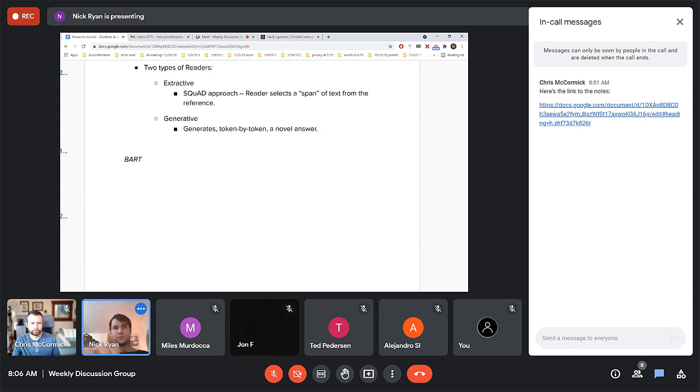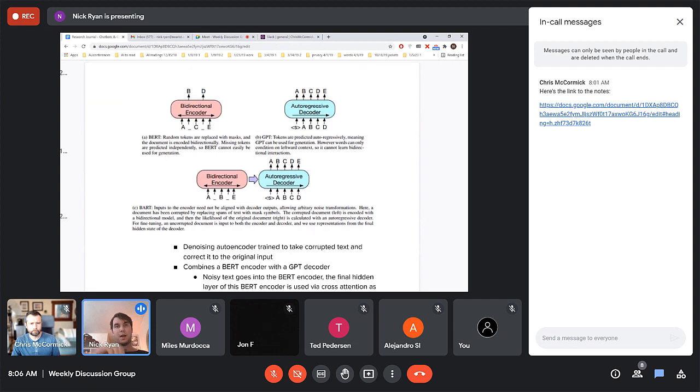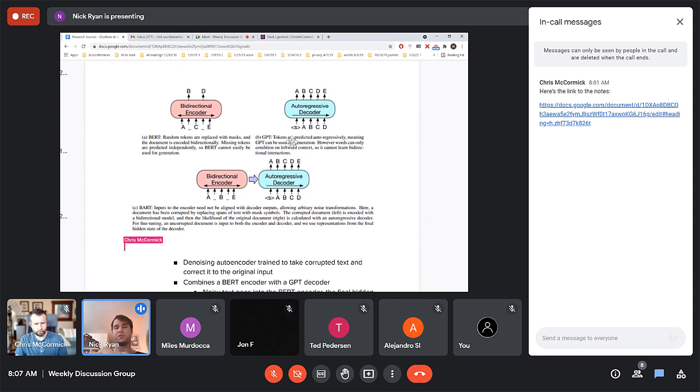Generative readers. The first one we'll look at is BART. I won't go over it in great detail here, but if you're not familiar with any of this, GPT is a great early precursor of these autoregressive generators. Autoregressive, for our purpose, just means it's generating one token at a time. And when it's doing this, it's essentially only seeing text in the past. So if we look at GPT here, tokens are predicted autoregressively, meaning GPT can be used for generation. However, words can only be conditioned on the leftward content, so it cannot learn bidirectional interactions.